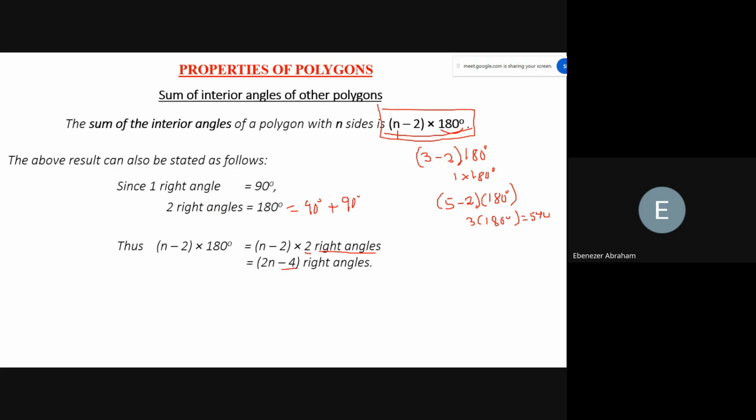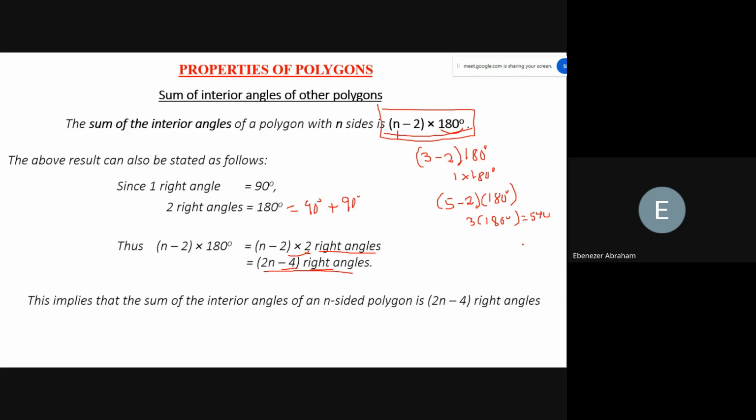Then the 2 becomes a coefficient there, so I multiply to get (2n minus 4) right angles. This and this are the same, depending on how you want to solve it. This implies that the sum of interior angles of an n-sided polygon is given as (2n minus 4) right angles. With this, I think we can solve some simple questions and end the lesson.